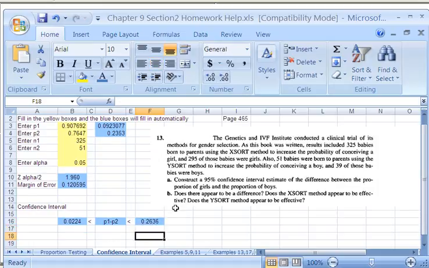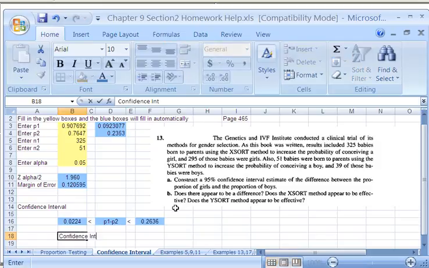And what we're going to look at there is whether or not our confidence interval includes 0. Does 0 fall between 0.0224 and 0.2636? The answer is no. So because our confidence interval does not include 0, there does appear to be a difference.